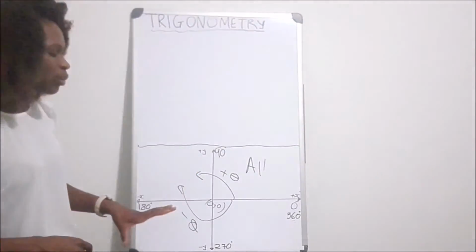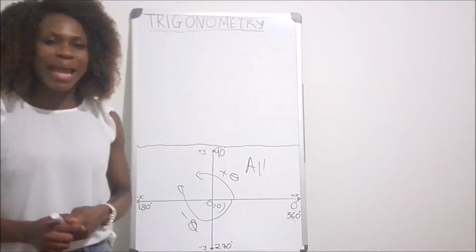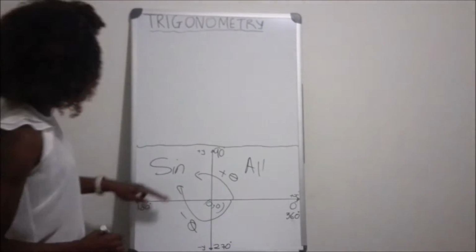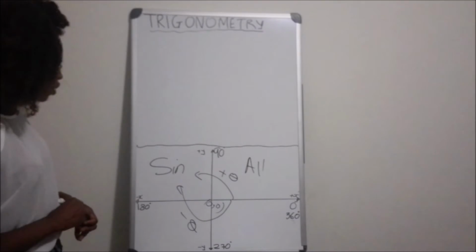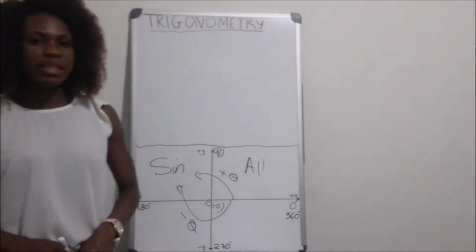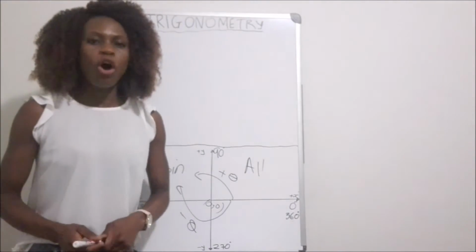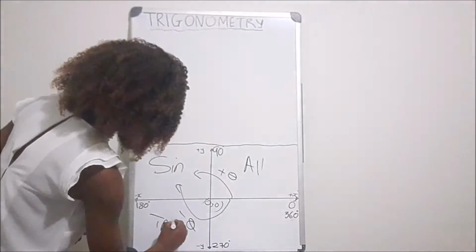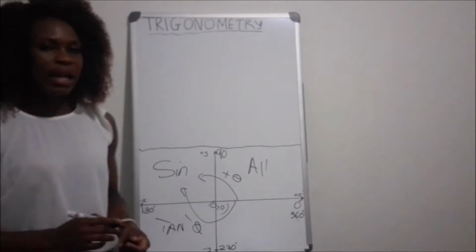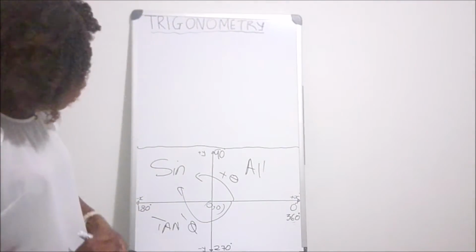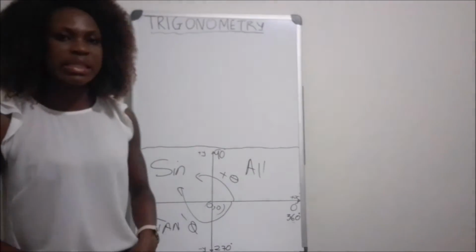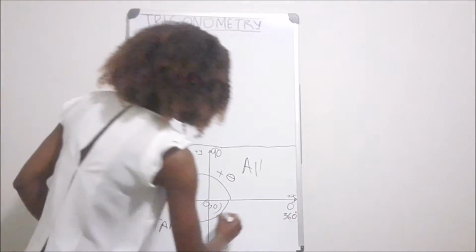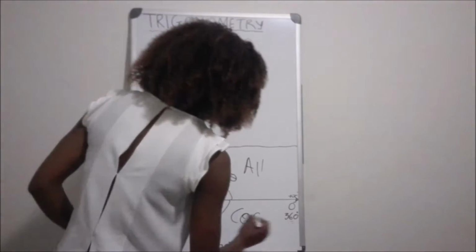Then the second quadrant, which is between 90 degrees and 180 degrees, only sine is positive in this quadrant. Then the third quadrant, which is between 180 degrees and 270 degrees, only tan is positive. The fourth quadrant, the last, is between 270 degrees and 360 degrees, and in this quadrant only cos is positive.